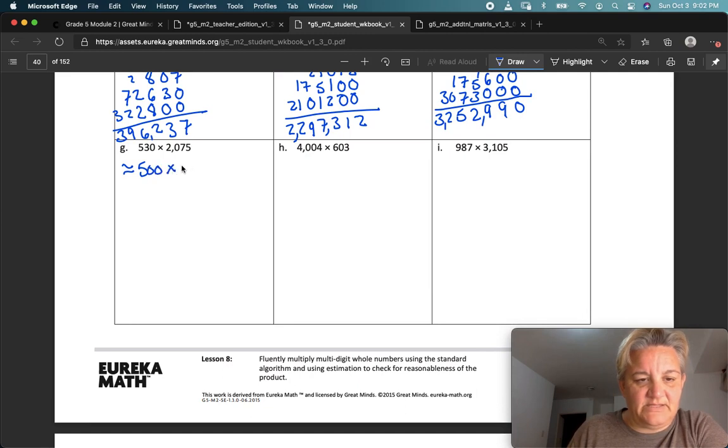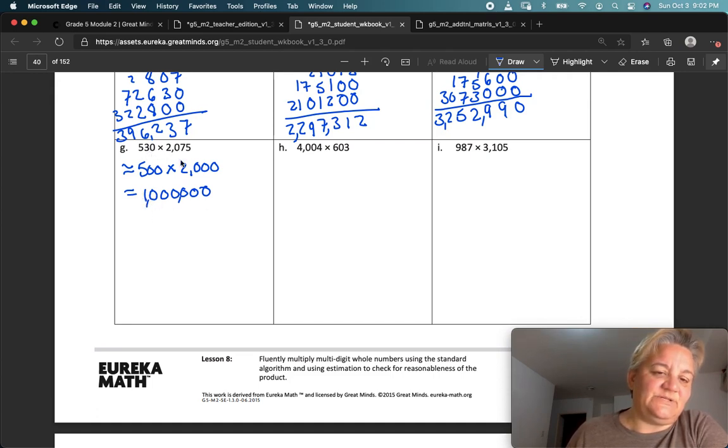500 times 2,000. How are your rounding skills, by the way? Are we doing okay with that? Kind of want to let you just do these last ones on your own, but we'll see. Okay, so I'm going to estimate a million because 500 times 2,000 would be a million. And let's see what we get.